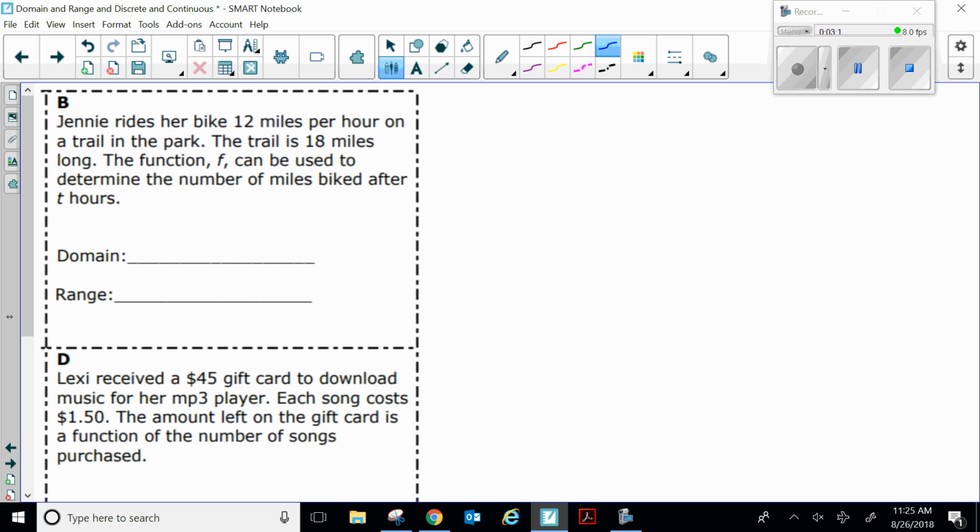So we need to think about both of these situations and think about when we are to graph these, how they would look. So if we have Jenny rides her bike 12 miles per hour on a trail in the park, the trail is 18 miles long. So that means she's beginning at 0 miles, and she's going to ride a full 18 miles. And I'm going to just sketch a graph. So the trail is 18 miles. Okay, so we know that she is going to end at 18 miles.